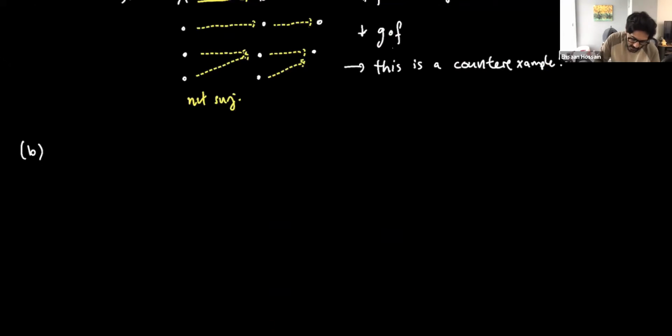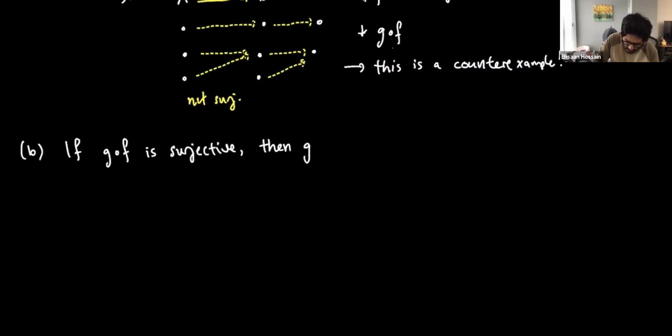But let's prove this. If G∘F is surjective, then G is surjective. Let's prove this. So remember what it means to prove that a function is surjective. It means that every point in the codomain has to be hit.